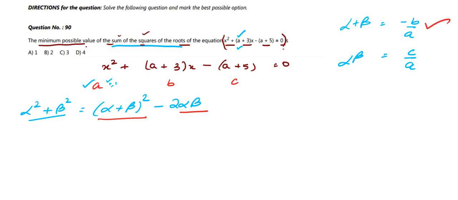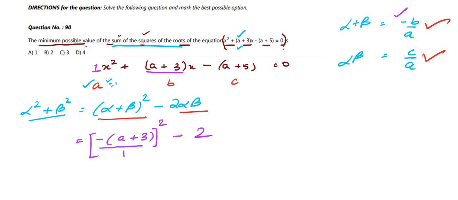So now we can replace this with these values. So let's do that. Here we have alpha plus beta. So alpha plus beta is minus b by a, where our b is equal to a plus 3 and a is equal to 1. So this will be minus a plus 3 whole divided by 1, and we have the square of alpha plus beta, so this will be square minus 2. Here we have alpha beta, so alpha beta is c by a, where our c is minus a plus 5 and a is as usual 1, so this will be minus a plus 5 divided by 1.